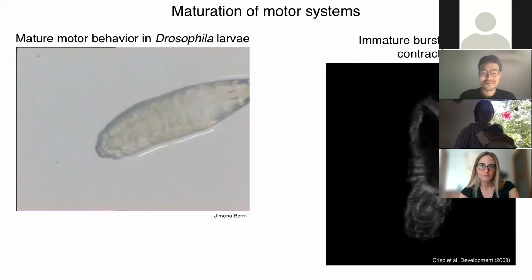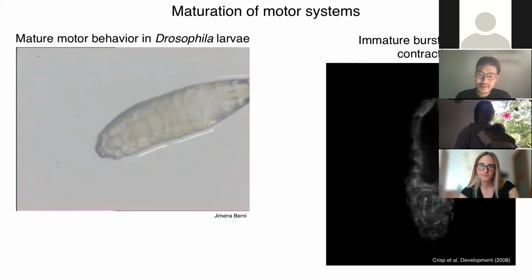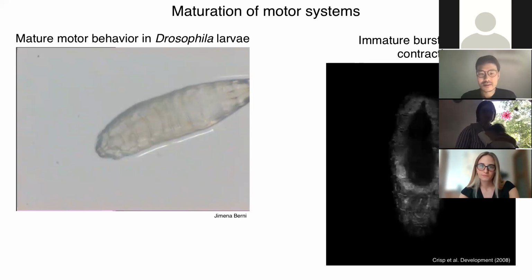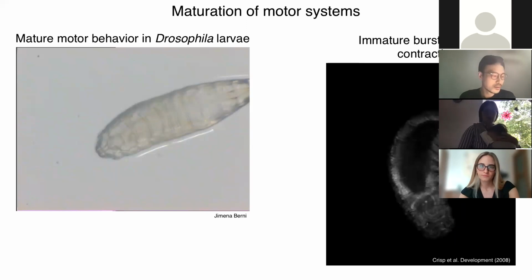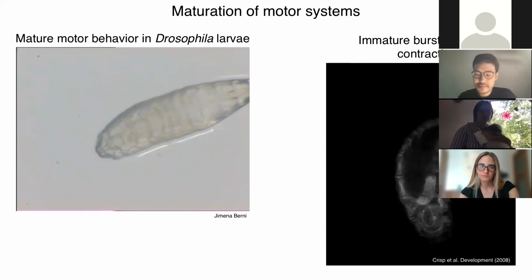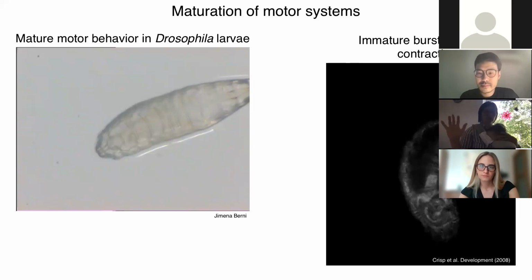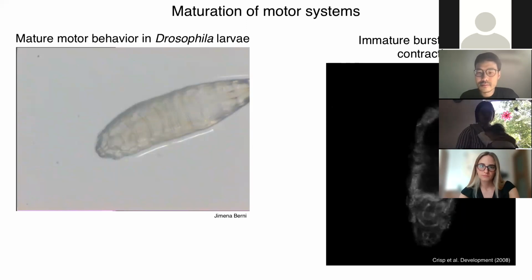Sure. So I just give this as an example just to say that this activity-dependent refinement that I will talk about, driven by spontaneous activity, we don't think it's just unique to mammals and sensory systems. So that's why I like to give this example.